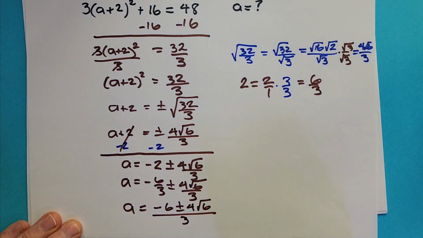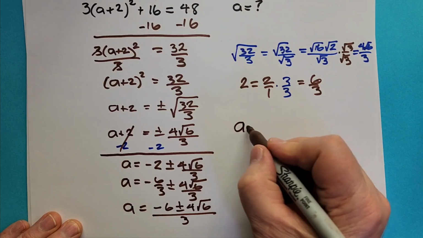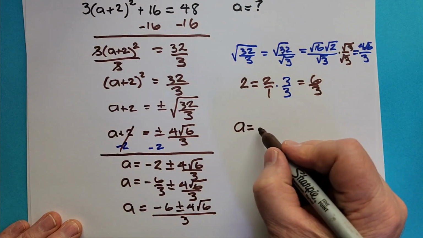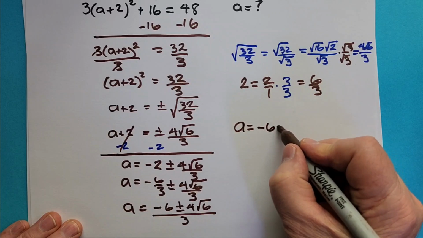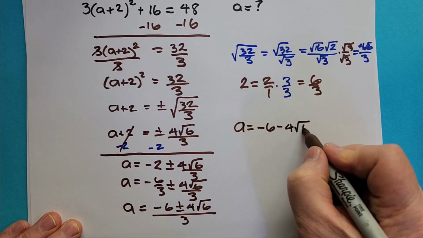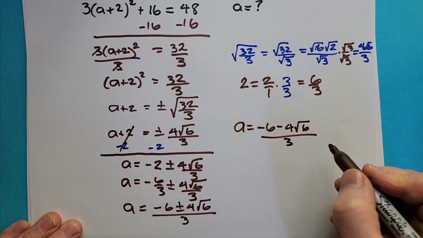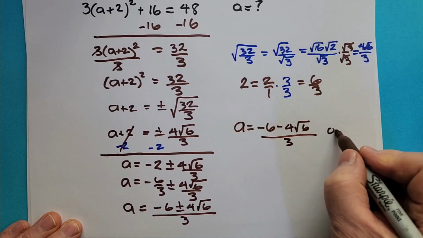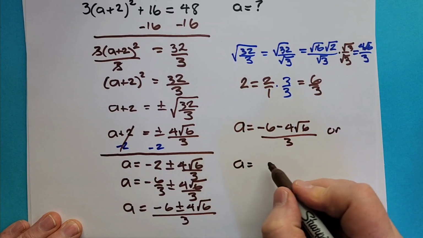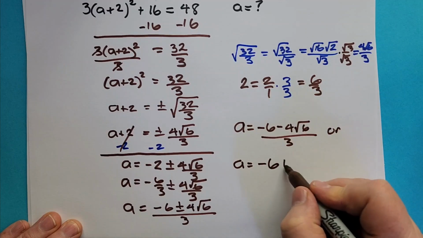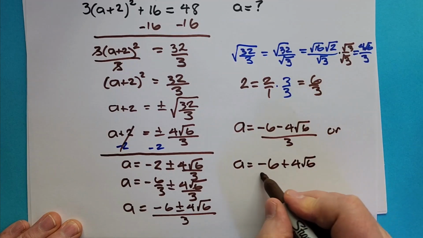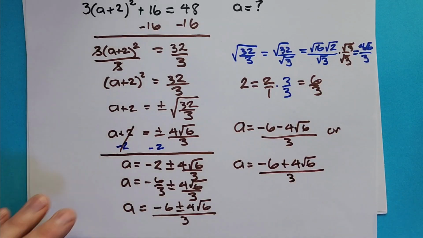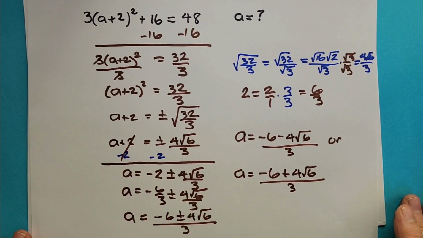So we can present our two roots. I'm not going to write them as a list this time, but we're just going to write out the separate roots. So we have a equals negative 6 minus 4 root 6 all over 3, or a is going to be equal to negative 6 plus 4 root 6 all over 3. So this represents the two roots to our equation. And at this point now, if we wanted to, we can go ahead and use the order of operations to calculate this in a calculator.